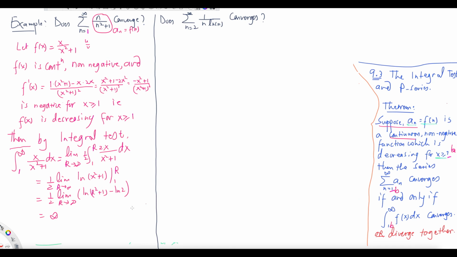All right, so what happens here is, since this integral diverges, the series diverges. Hence the series sum from n equals 1 to infinity of n over n squared plus 1 diverges. Hence this series diverges, okay guys?